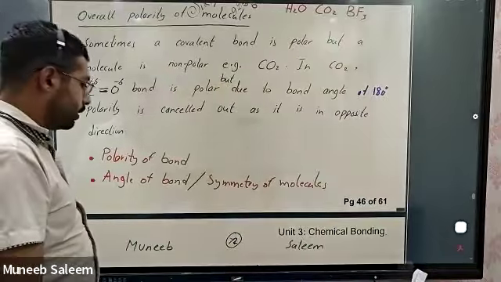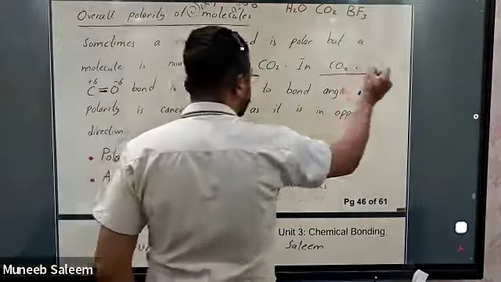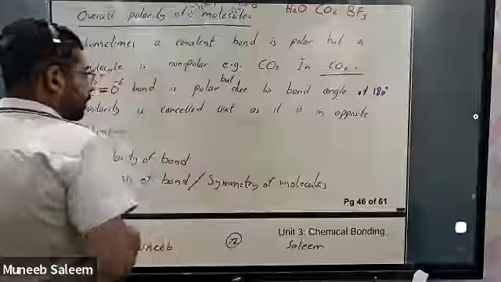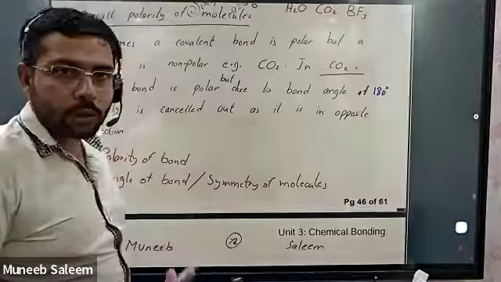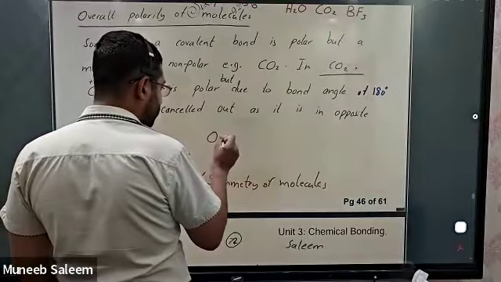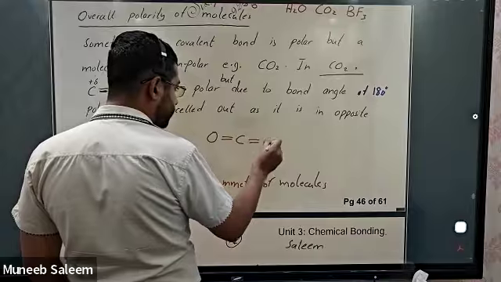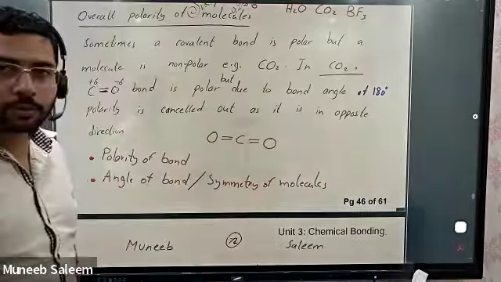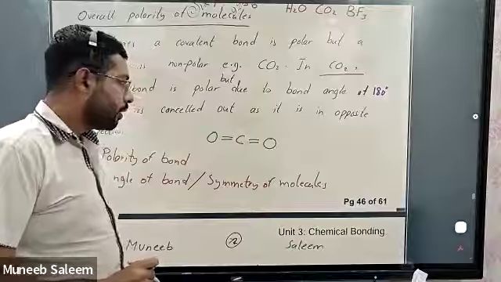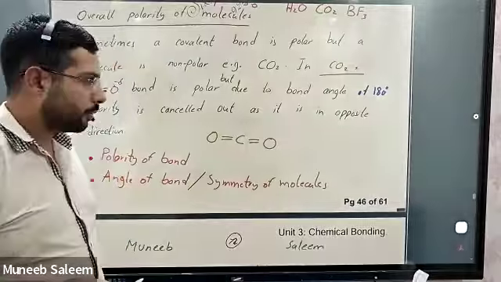Now, for this case, we will take an example of the CO2 molecule, carbon dioxide. If you remember from your O-level knowledge, the structure of carbon dioxide was something like this: oxygen double bonded with the carbon, and carbon further double bonded with the oxygen. Now we will have to see whether this carbon dioxide is polar or non-polar.